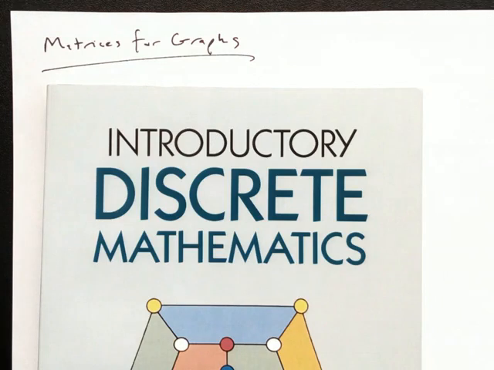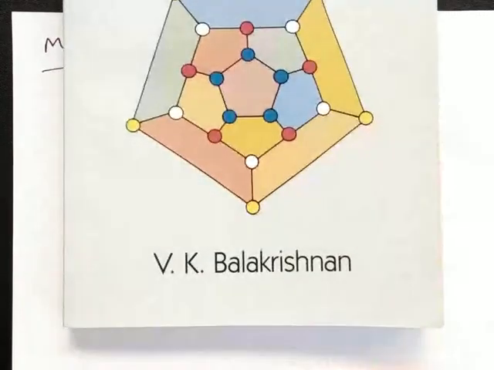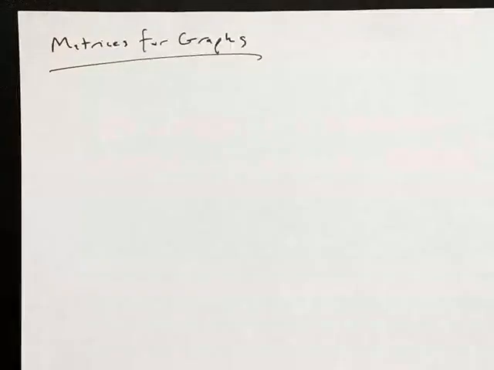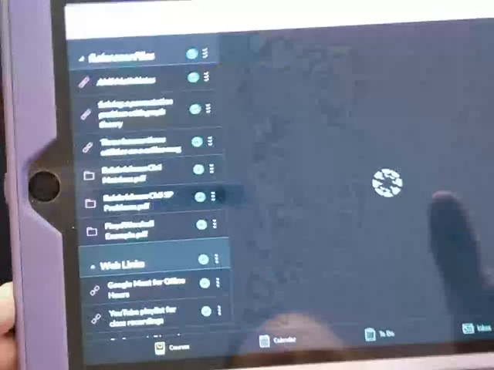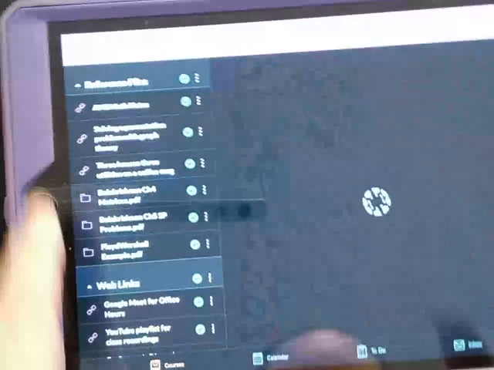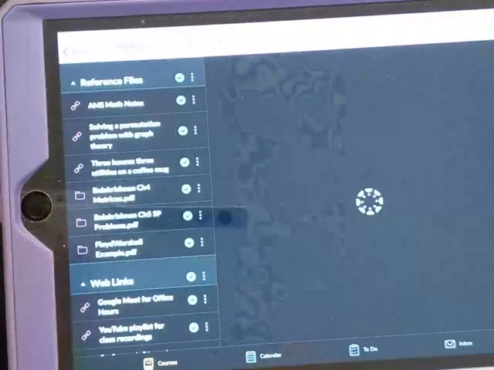I was asked what was after chapter 13. Introductory Discrete Mathematics by V.K. Balakrishnan is the textbook that was designed for the computer science math course. And because it's designed to span both some linear algebra and some graph theory, I used that book and came up with a couple of topics that I thought were enough to mention in this course. So I took two chapters, chapter 4 and chapter 5, and put them on our reference files page.